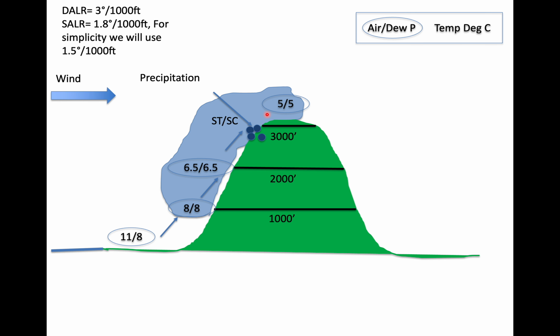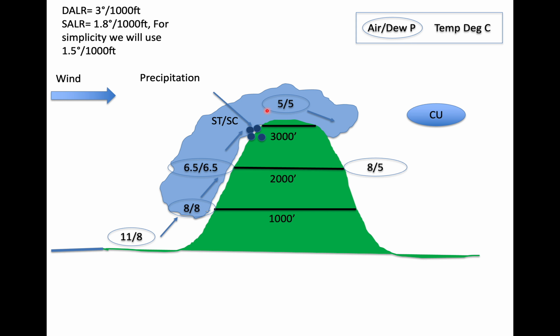So as it now descends on the other side, we can see it's lost a lot of its moisture, and therefore it now becomes unsaturated again. So as it descends, it's going to increase its temperature at the DALR, so 3 degrees per 1,000 foot. So you can see at 2,000 foot, our temperature is 8 degrees, and our dew point has stayed at 5. It continues to descend, we get 11 degrees and 5, and then back on the surface, 14 degrees and 5 for the dew point.